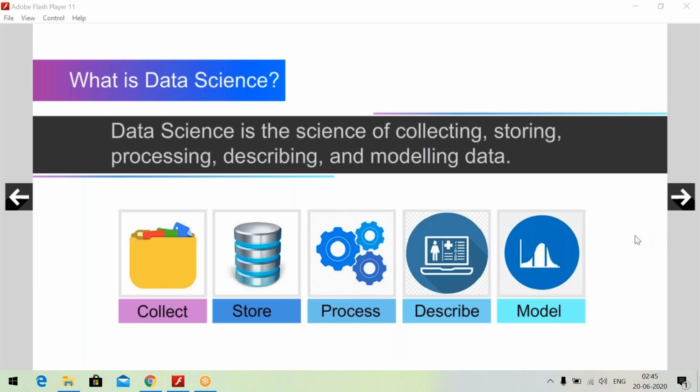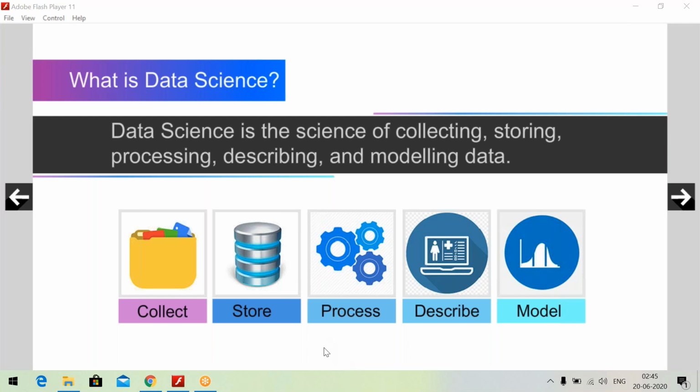Hi everyone. Now we will discuss a very interesting topic known as data pre-processing. These are the 5 steps involved in every data science project. We collect the data, store the data, process, describe with the helper diagrams, and then model the relationships among the variables involved in the data. But one step is missing here, that is known as data pre-processing.